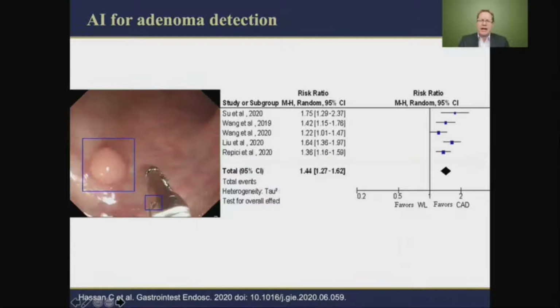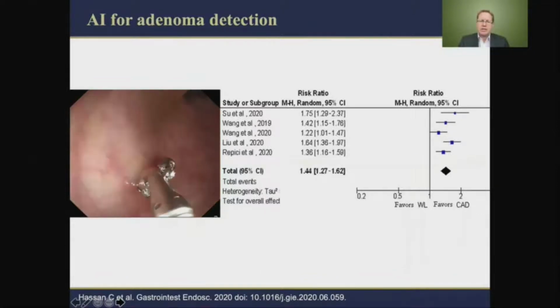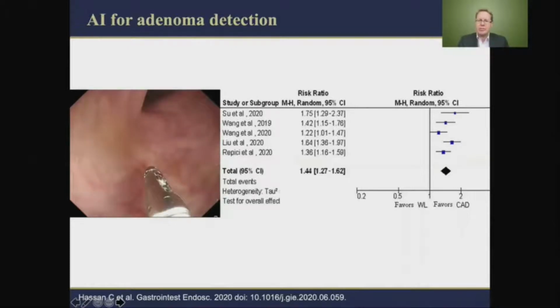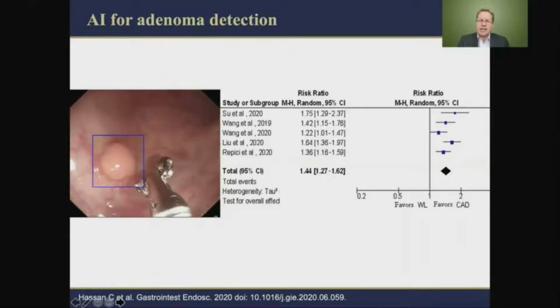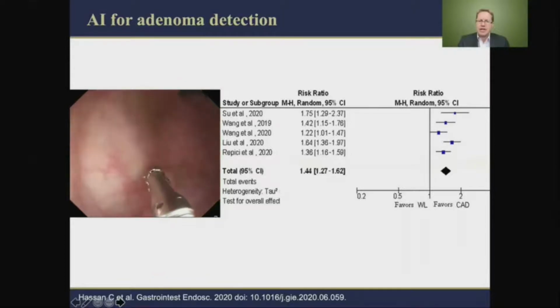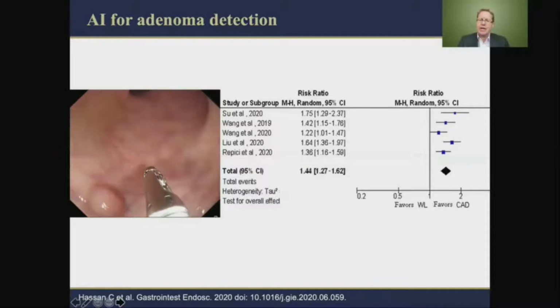So what about AI? We're endlessly talking about AI. So this is AI for adenoma detection. And you see a new meta-analysis out about this pretty much every week. And here, this is from Cesare Hassan, mostly Asian studies, but Alessandro Rapici study in there as well. And here you can see the risk ratio there, 1.44, with relatively tight confidence intervals.